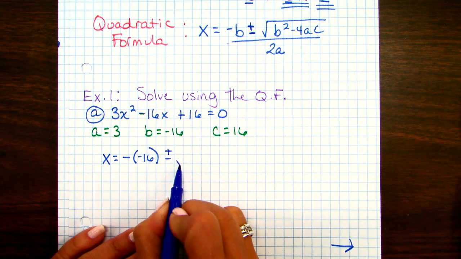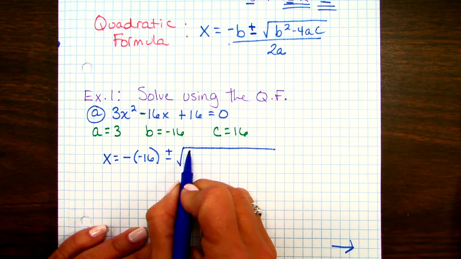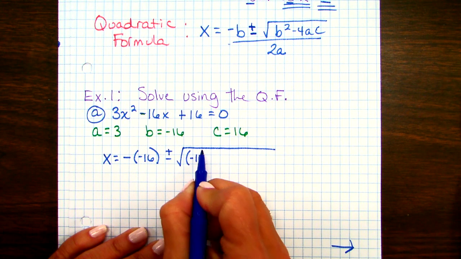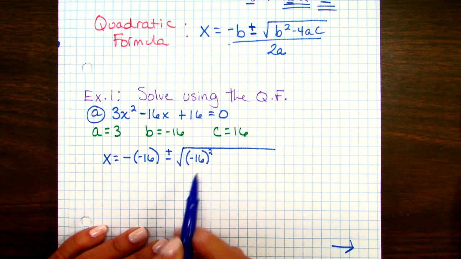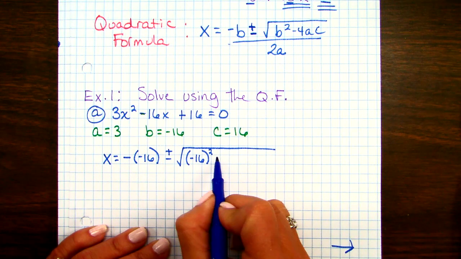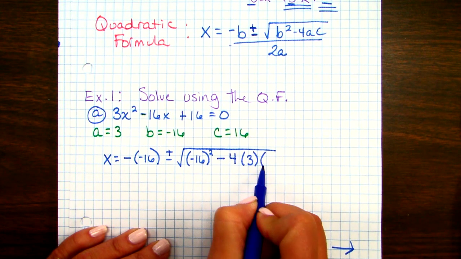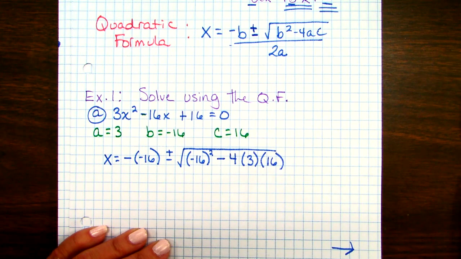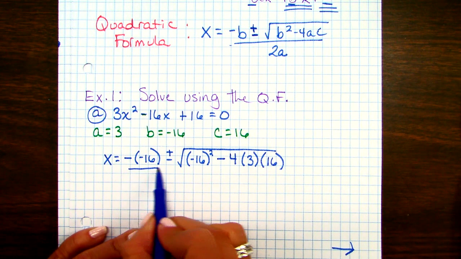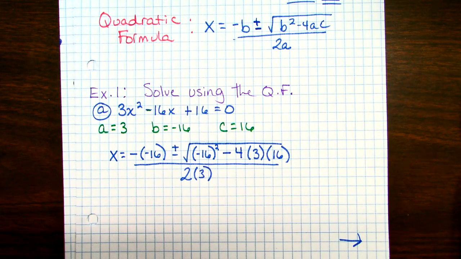Plus or minus, make yourself a nice big radical. B squared. Since B is negative, I'm going to put it in parentheses because I want to square all of B, not just the 16, but the negative and the 16, minus 4 times A times C. The whole thing over 2 times A. Okay? So we pull out the A, B, C and plug into the formula.